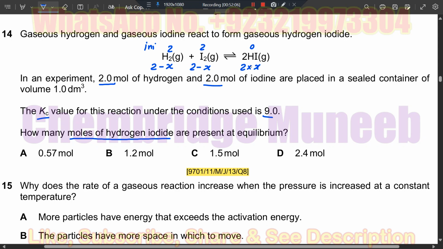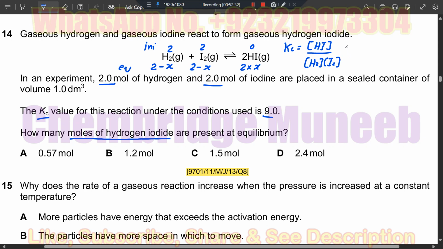Now we have these values at the equilibrium stage. Alright, now we have the Kc expression. The Kc expression says the concentration of products divided by the concentration of the reactants. We have H2 and I2 over here.